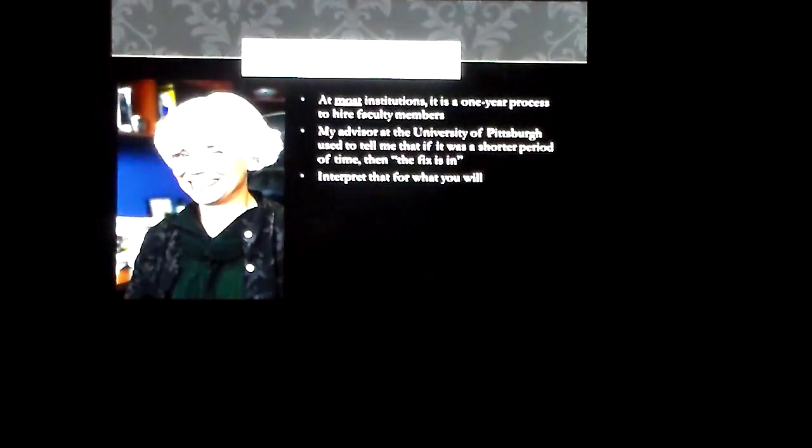This is common for places that are doing a full year-round cycle to find good faculty members. So at most institutions, it is a 1-year process to hire faculty members. What my advisor at Pitt, Dr. Maureen McClure, would always tell me is, if it was a shorter period of time, the fix is in. Meaning that if it posted and it went away in 2 weeks, they knew who they wanted to hire, they had the decision made in the beginning, the fix was in. You can interpret that for what you will and what it looks like in education, but I do think that's important to consider.